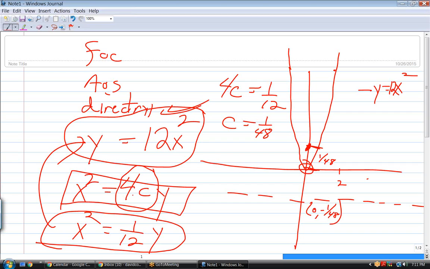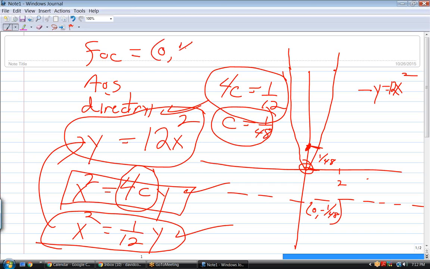No, in other words, this is what we want. This is what we have. We can say that 4c has to be equal to 1/12, which is what I've written right there, and that allows us to solve for c. And c is the distance to the focus. It's also the distance from the vertex to the directrix in the opposite direction. So the focus has coordinates 0, 1/48.